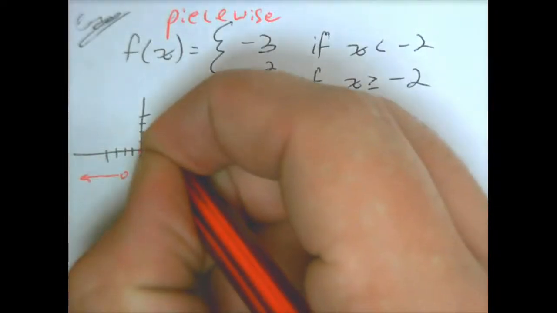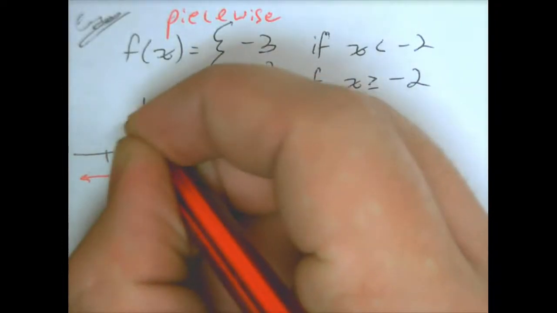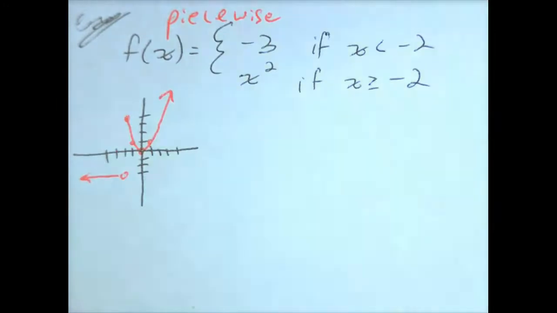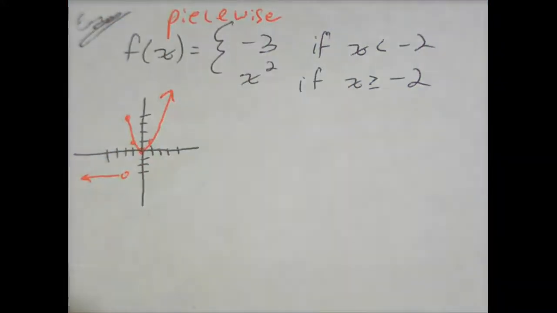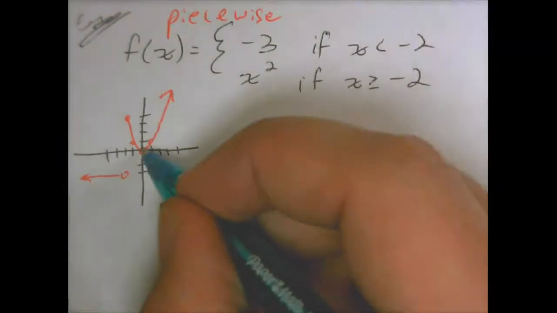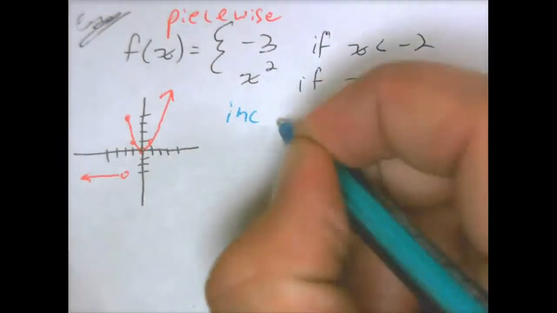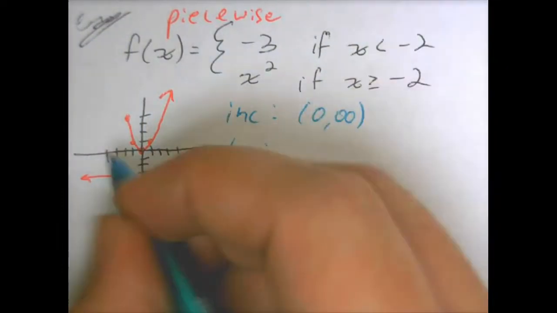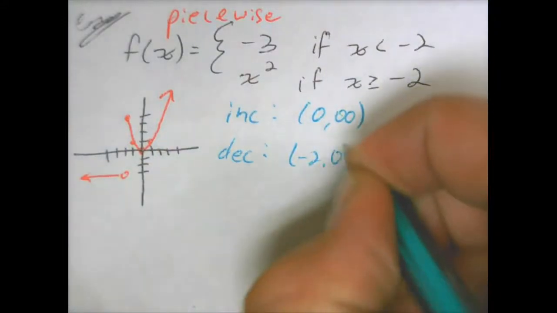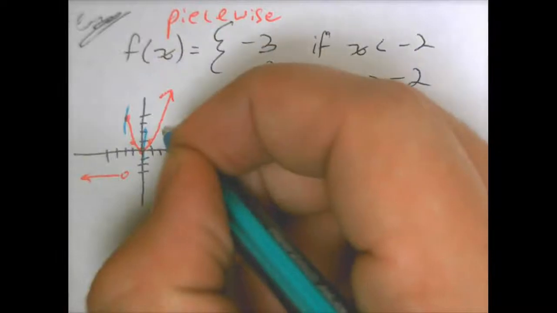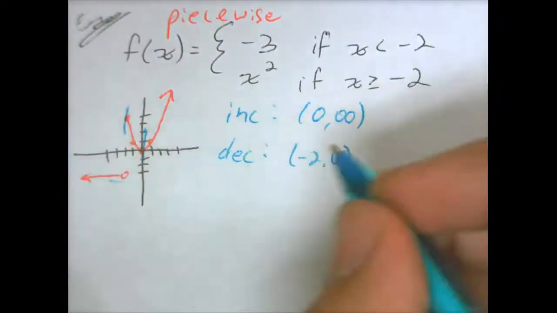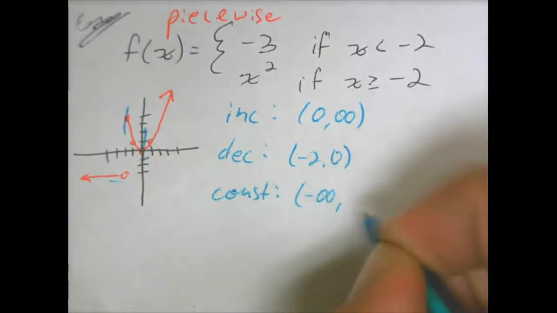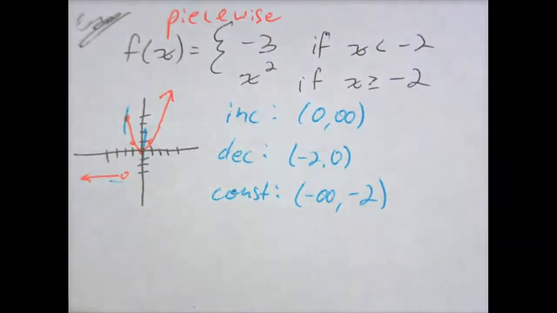So that is your parabola starting at negative 2, which will be negative 2, 4. So I will have that function there. And there is the graph of our piecewise function. So it looks like it is increasing from 0 to infinity. This is decreasing from negative 2 to 0, because that's the part where it's decreasing. And then it is staying a constant negative 3, so constant from negative infinity all the way up to negative 2.